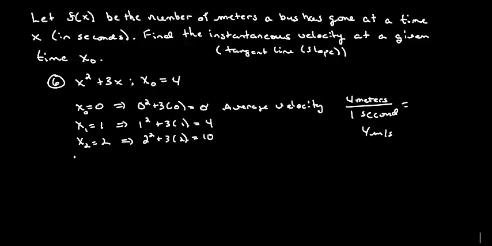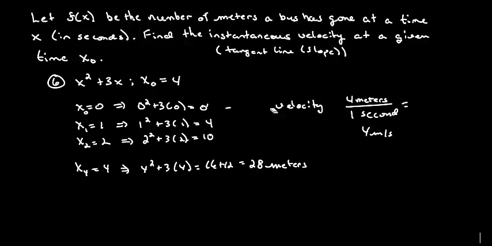But now here's the question. Not what's the average velocity at 4, but what's the exact velocity at 4, the instantaneous velocity? First, we need to figure out how far away the bus is at 4 seconds. The bus is at 4 squared plus 3 times 4, so that's 16 plus 12, which is equal to 28. So the bus is 28 meters away from where it initially started at time 0.